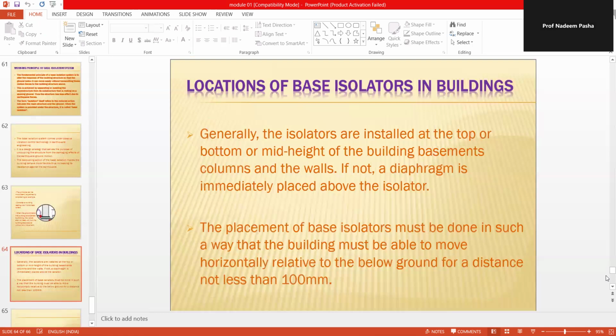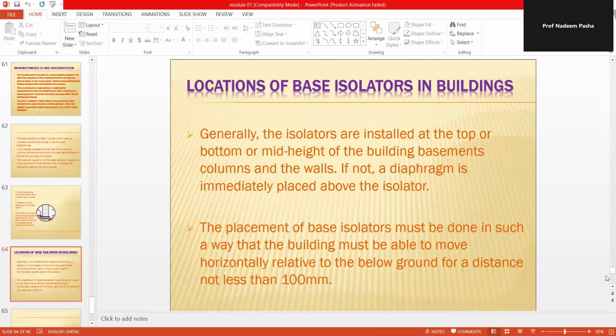So till now we have studied what a base isolation system is. Now comes the question of whether we need to provide dampers or base isolators. Remember, dampers are different and base isolators are different. Dampers are used to dissipate the seismic energy, whereas base isolators are used to minimize or reduce the effect of an earthquake on the building.